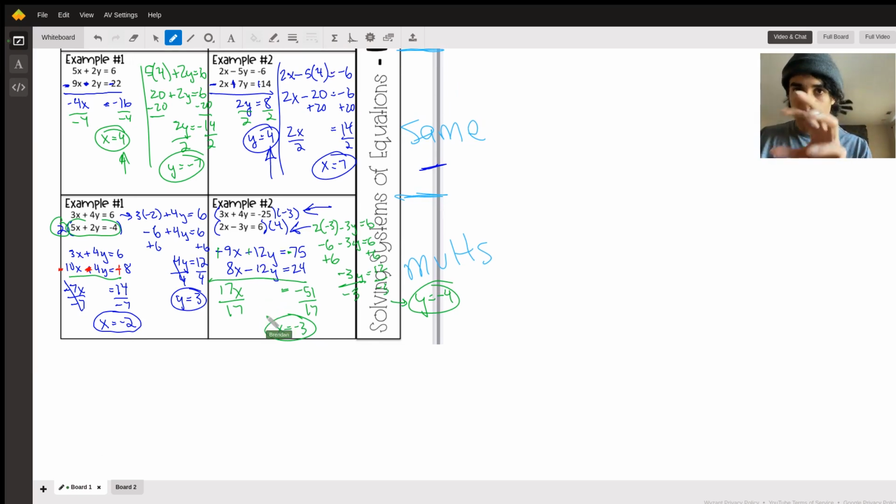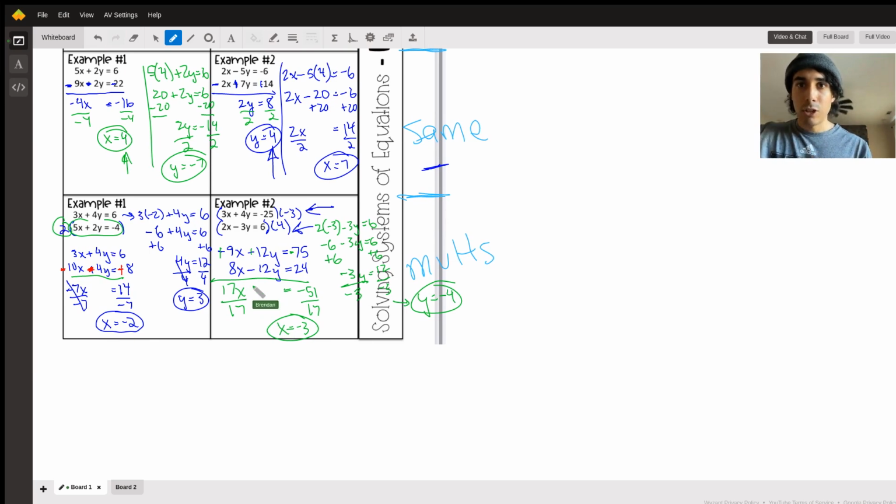The third case is the tricky one. Those are the multiples. You're going to have to multiply one equation or maybe even both equations all the way through by a certain number. And you want to pick a number such that either the x coefficients will line up or the y coefficients will line up, so that we can eliminate one of those two.